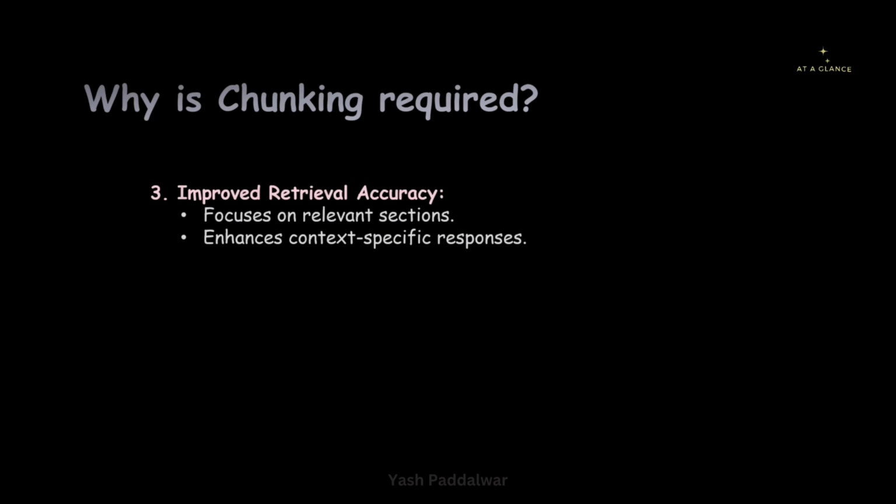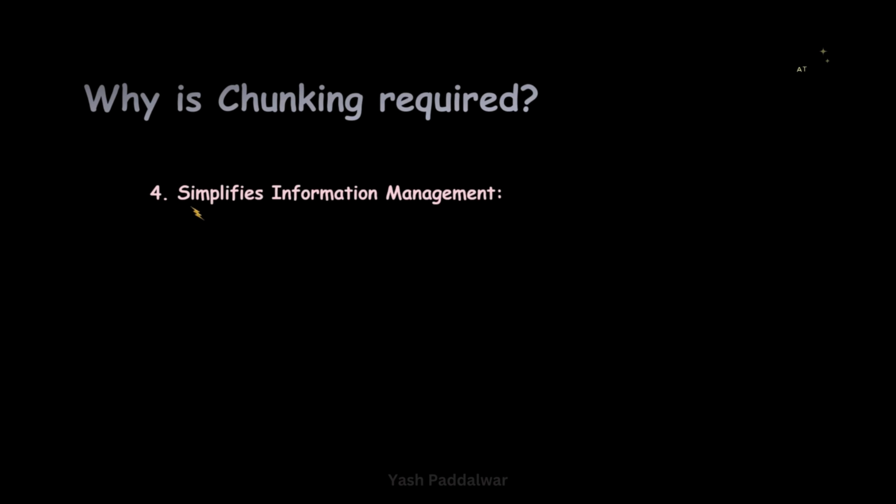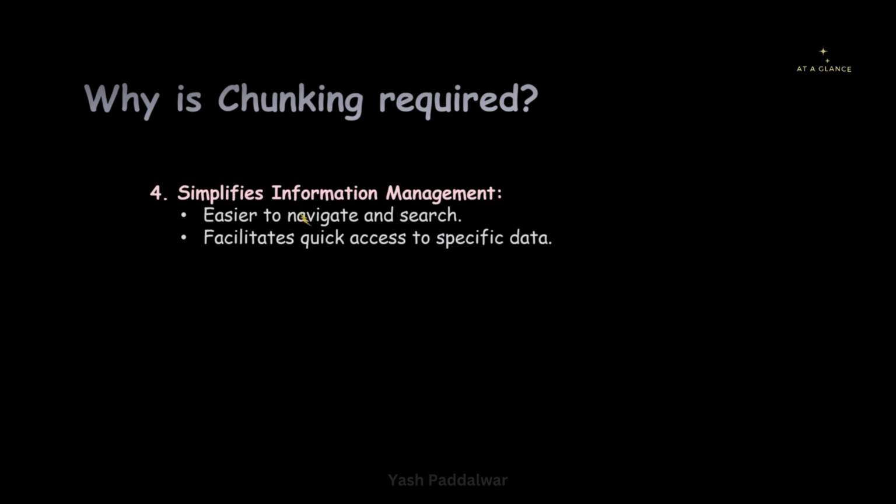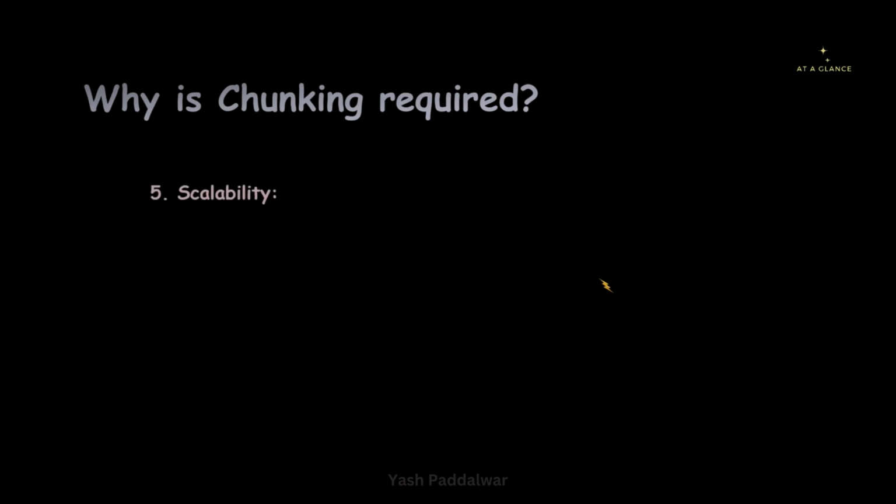The next drawback because of which chunking is required is that it simplifies information management. It is easier to navigate and search, as I already said that retrieval becomes faster because of chunking. It facilitates quick access to specific data, and it becomes possible for us to focus on a particular specific area in detail. The fifth drawback because of which chunking is required is scalability.